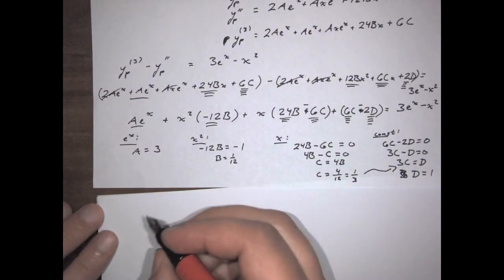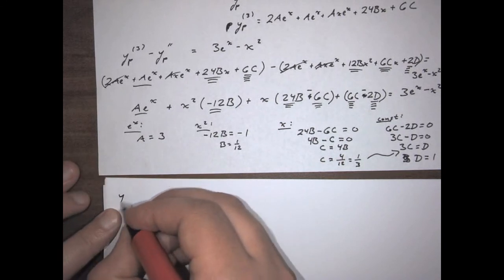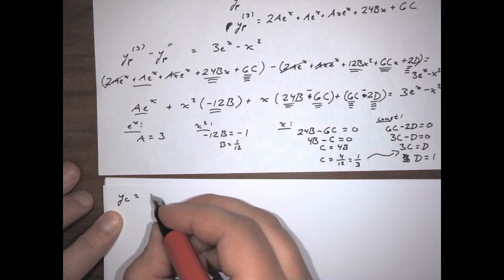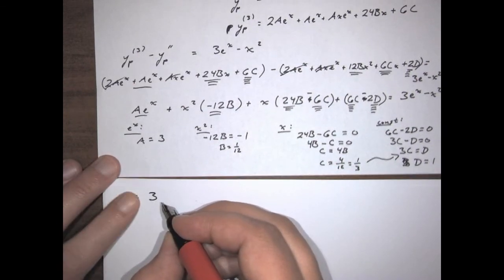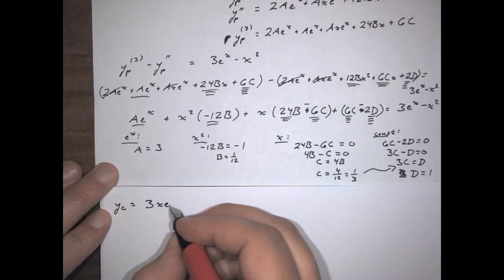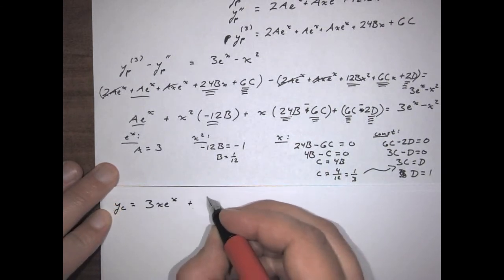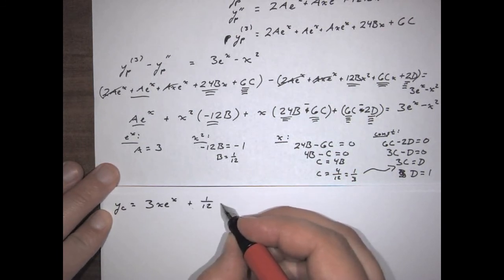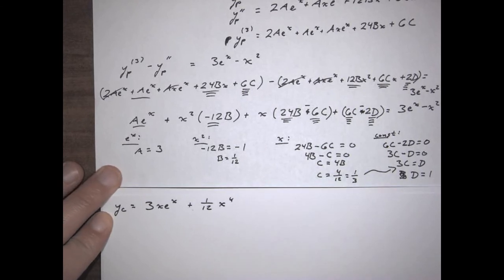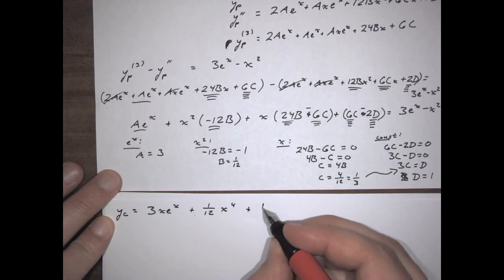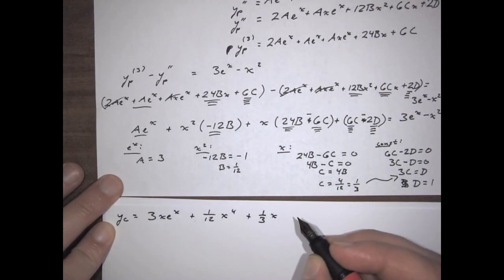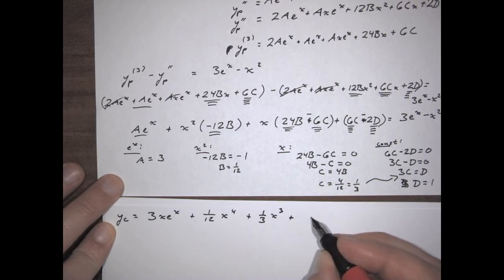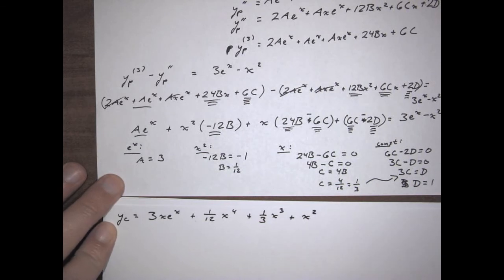So then the solution is going to be 3 for a, so 3x e to the x plus 1/12 as the b was the x to the fourth term, so that's going to be 1/12 x to the fourth plus 1/3, and then c here represented the x cubed term, plus 1 times x squared.